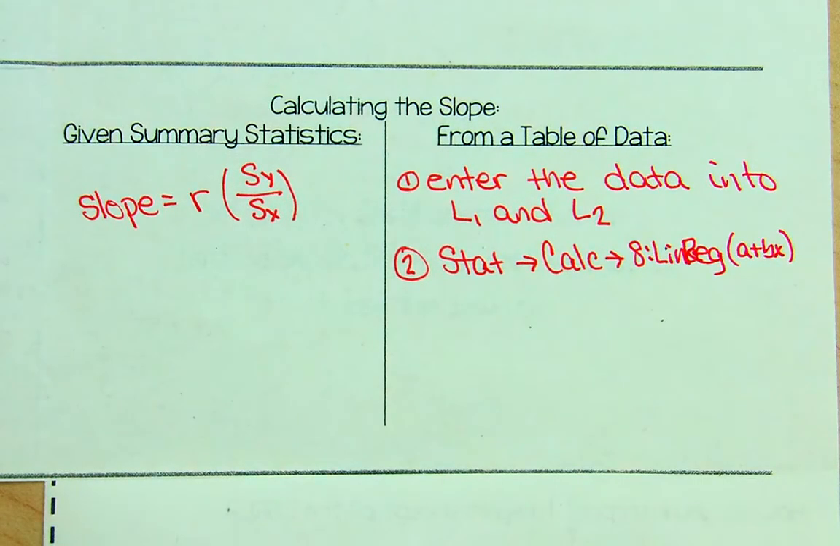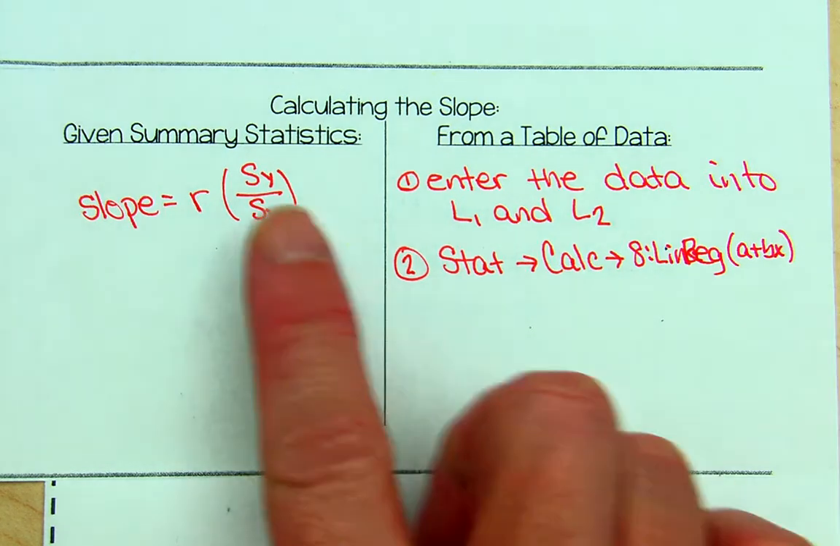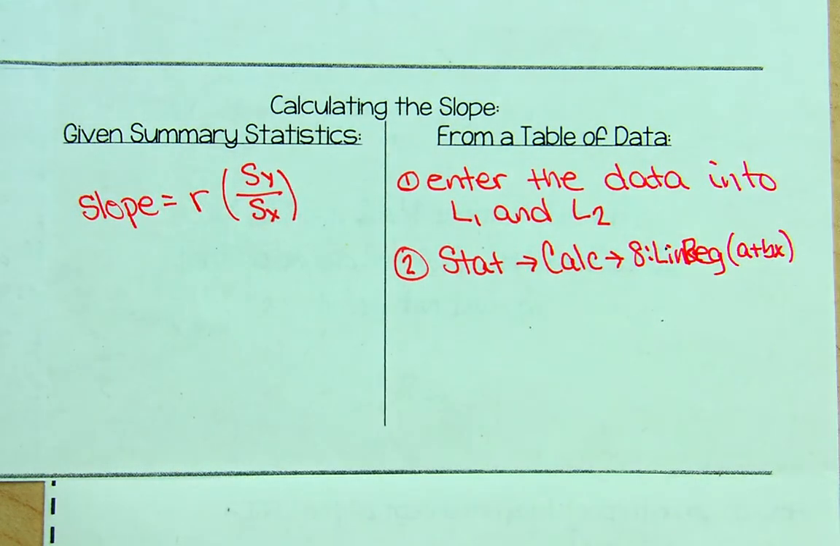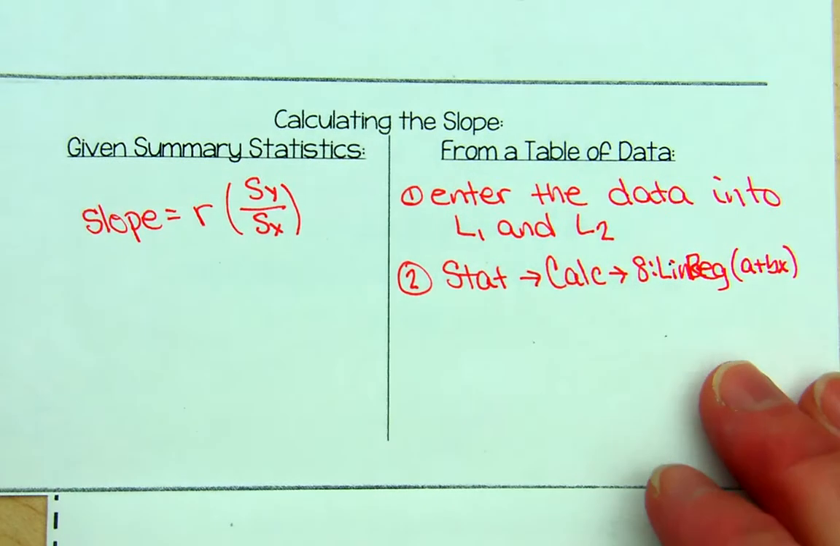Okay. All right. So they will give you all of this information. If they do not give you data, they will give you all of this. You just need to be able to identify it and plug it in. Okay, so that takes care of slope.